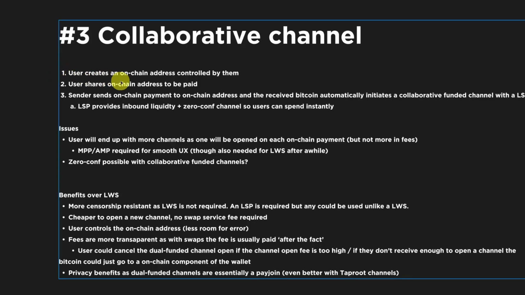So the user creates an on-chain address that they control, unlike a Lightning Wallet service. The user shares the on-chain address to be paid. The sender sends the on-chain payment to the on-chain address, and the received Bitcoin is automatically initiated into a collaboratively funded channel with an LSP. Why that's good is there's a working group at the moment working on creating a standardized API for LSPs. So that LSP could be any LSP. It doesn't have to be a particular one.